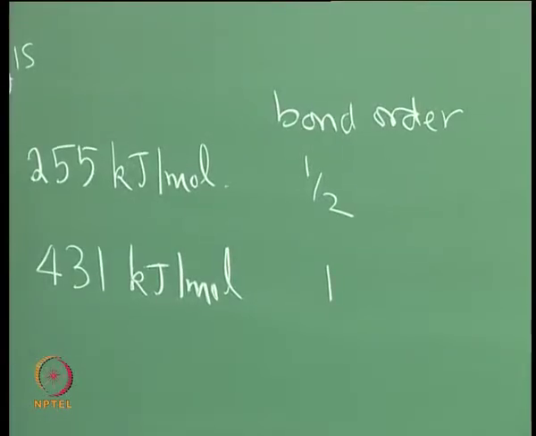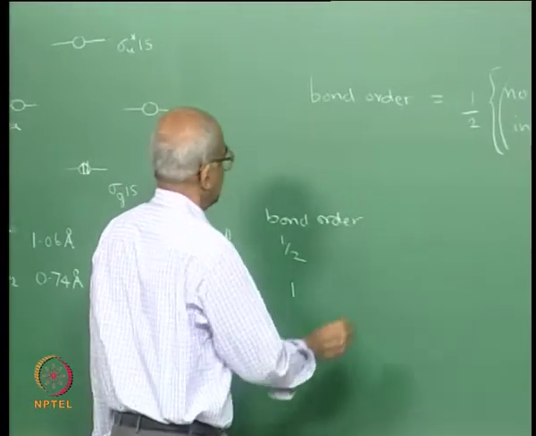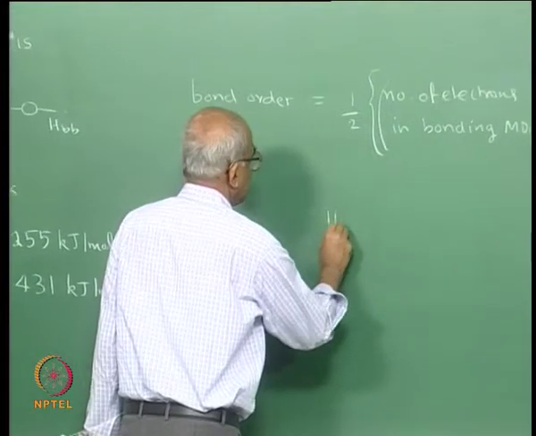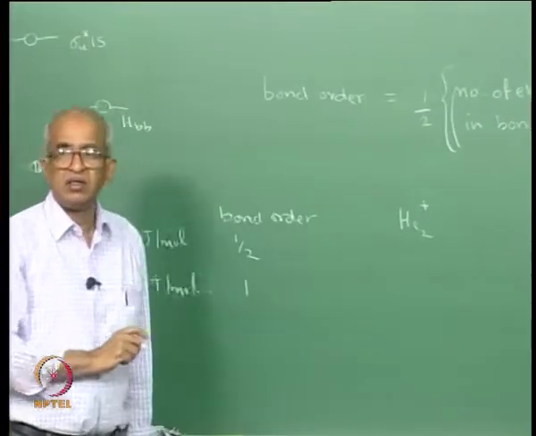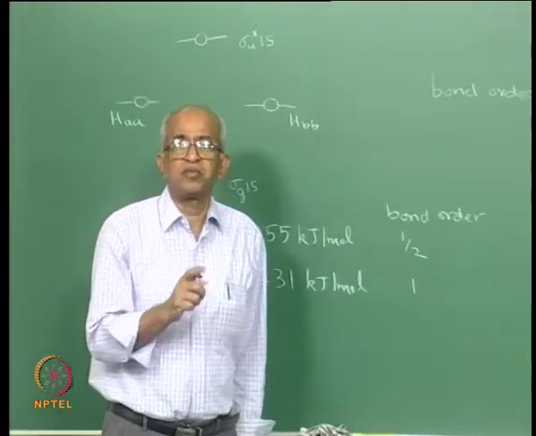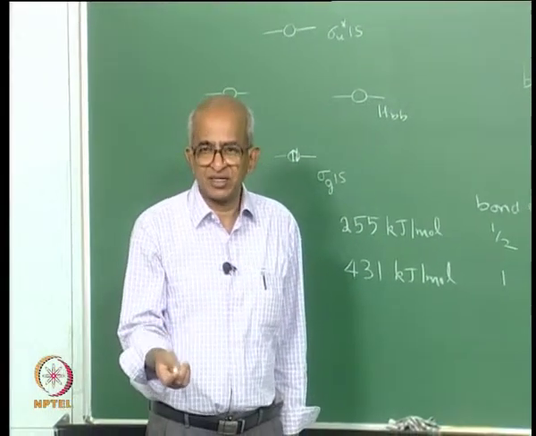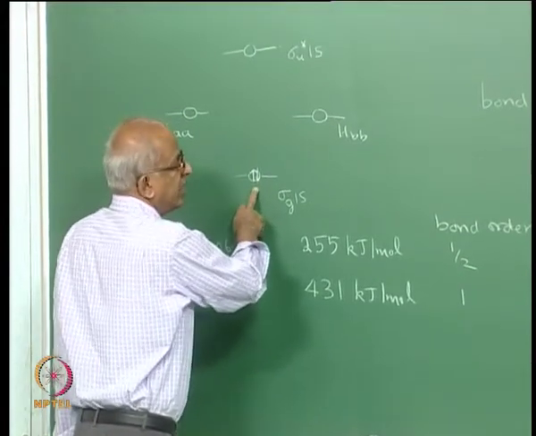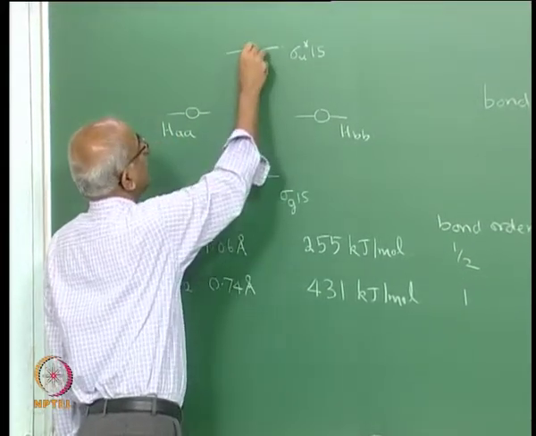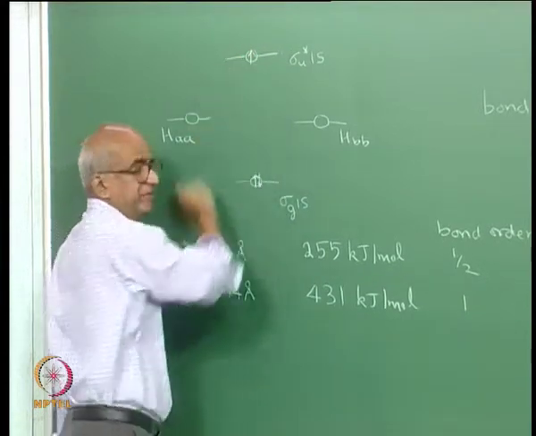Now, suppose you had a species like He2 plus, right? He2 plus has how many electrons? It has 3 electrons. So, 2 of them will go to this bonding orbital and 1 will go to the antibonding orbital.